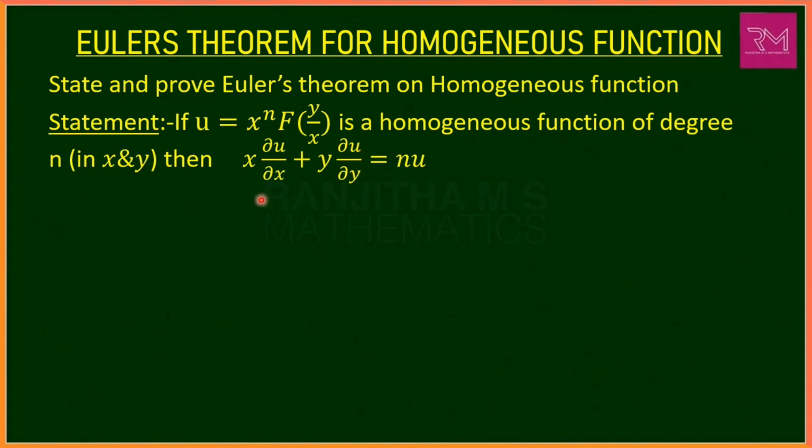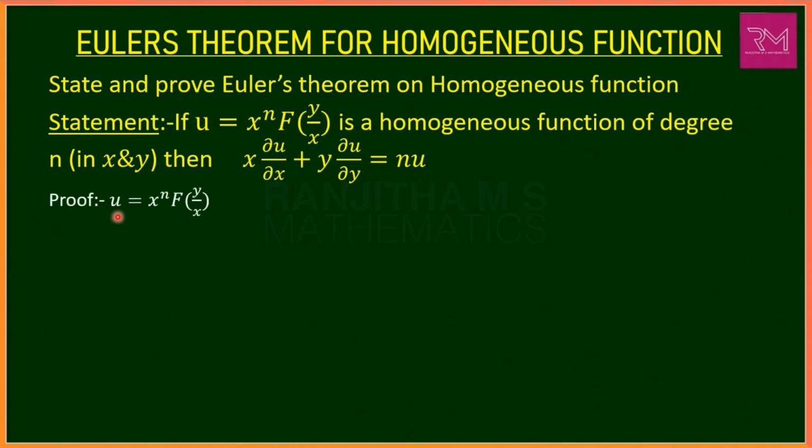n into u. Here we have to show that x into del u by del x plus y into del u by del y is equal to n into u, where n is the degree of the homogeneous function u. For that, first consider the homogeneous function u, then consider the LHS of the equation and show that it is equal to n into u. That is the proof of Euler's theorem.